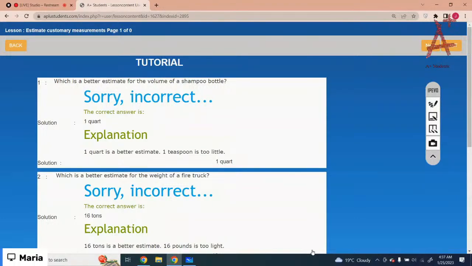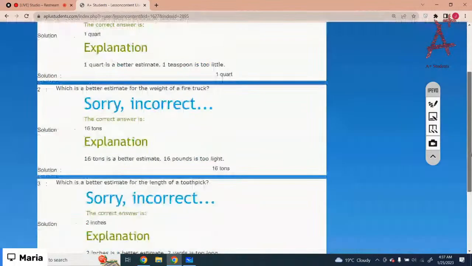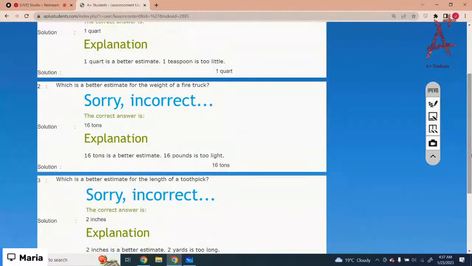Got it? Okay, which is a better estimate for the weight of a fire truck. So which is the correct option? Is it 16 tons or 16 pounds? Because it's a truck, 16 pounds is too little. Got it? It would be 16 tons. The correct option is 16 tons.